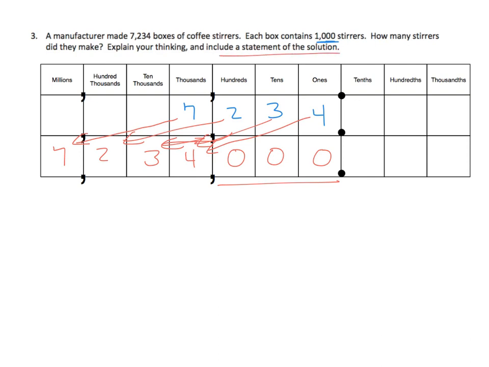Okay, they had how many stirrers? They made 7,234,000 stirrers. Good habit to write that out into a sentence.